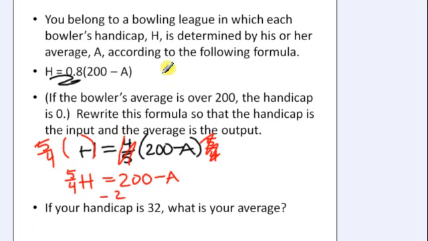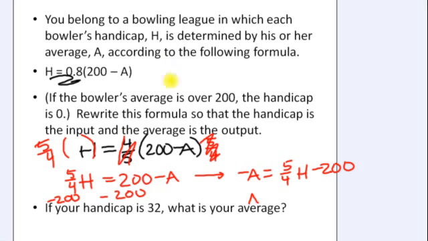Then I can subtract 200 from both sides. Again, my goal is to get a by itself. So at this point, I would have negative a equals 5/4 h minus 200. Need to then divide both sides by -1. So a would equal negative 5/4 h plus 200. Or I might want to write that as 200 minus 5/4 h. So the inverse of my original function, where I have h equals, is now the equation a equals. But a still represents the average, h still represents the handicap.